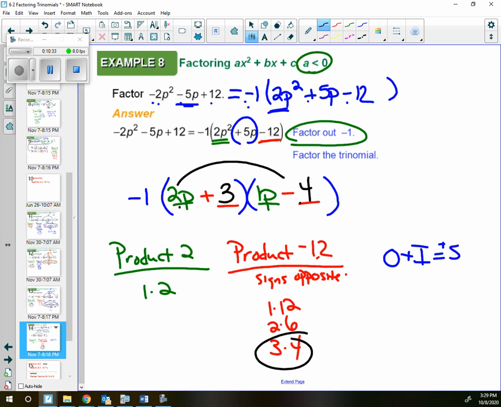Outsides. 2 times negative 4 would be negative 8. Insides would be a positive 3p. So negative 8 plus positive 3, ooh, that's negative 5p. That's super close. I wanted positive 5p. So how do I make that adjustment? Well, instead of the first term being the plus and the second one being the minus, I actually want the first term being the minus and the second one being the plus. That would give me a positive 8p, a negative 3p, and there's my positive 5. So I actually want 2p minus 3, and then 1p plus 4.